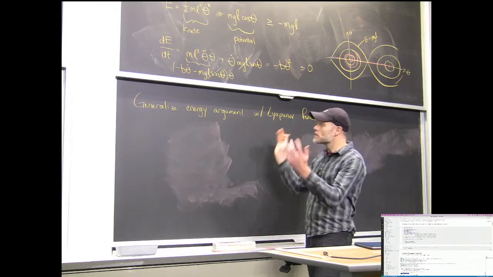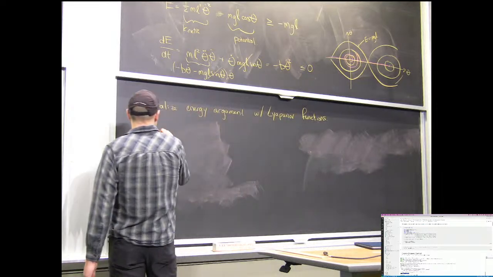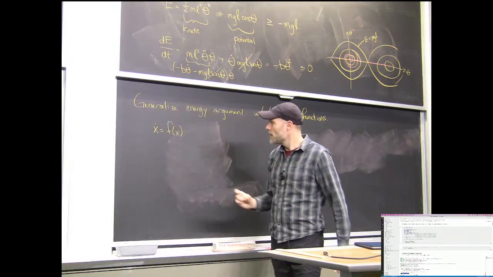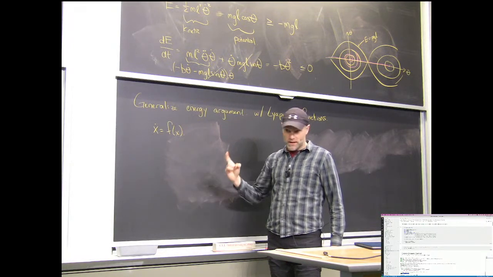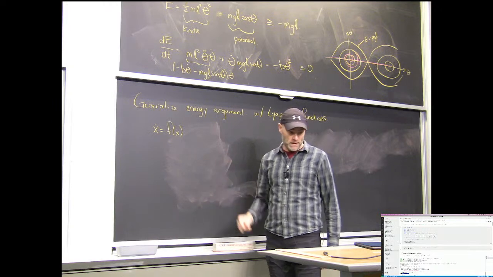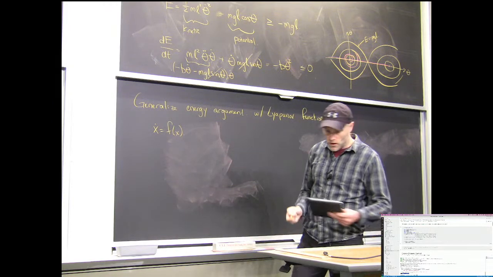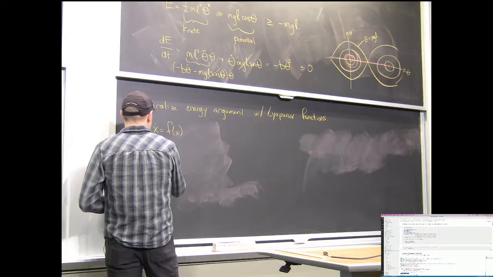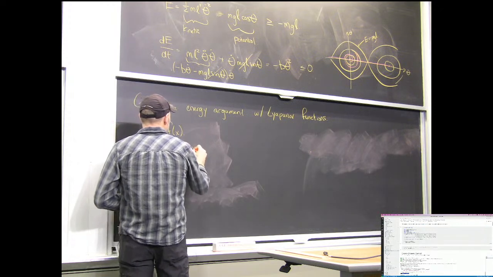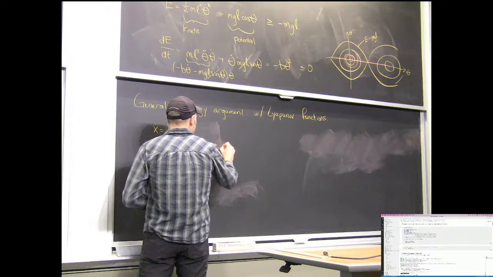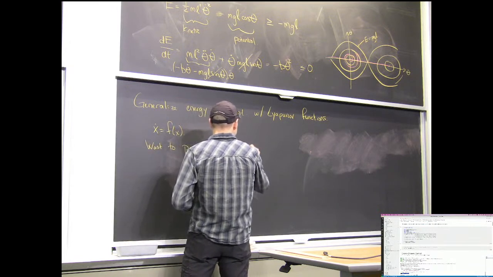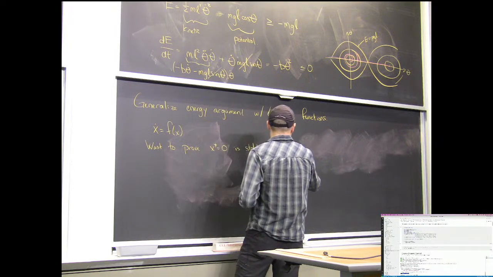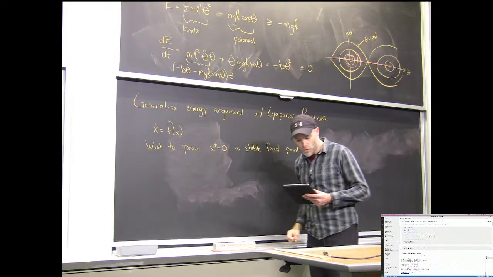Okay, so now an arbitrary dynamical system. Say I'm given x dot equals f of x. I'm not going to think about u right now. I'm going to think about closed loop systems. We'll add the u's back in later, okay? And I want to prove that, let's say, x star equals 0 is a stable fixed point. I want to prove stability of the origin.